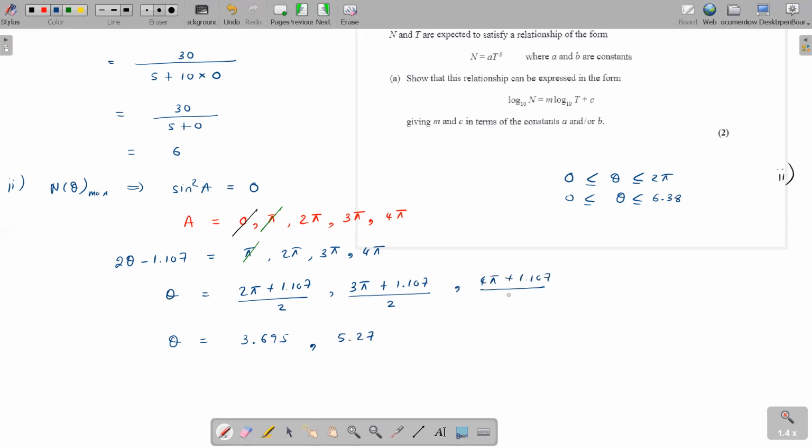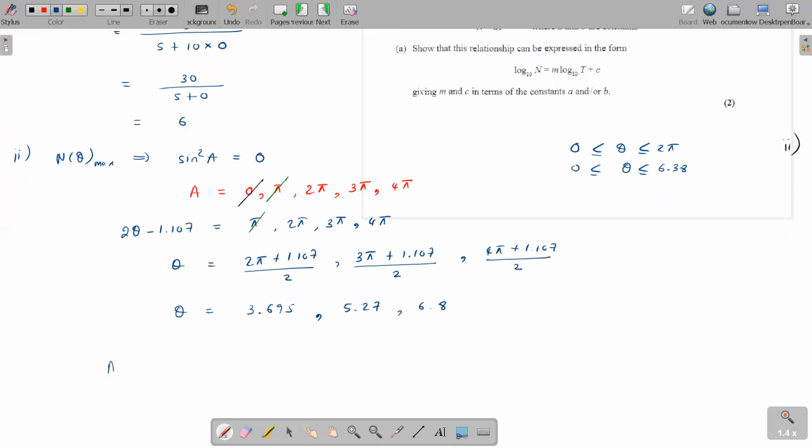exceeds that, it's 6.8 something. So then the maximum theta, or largest theta, in the range equals 5.27 radians. Can you all see? This is a little bit unexpected because they always ask for the smallest value, but here they are asking you to find the largest value of theta in that particular range.